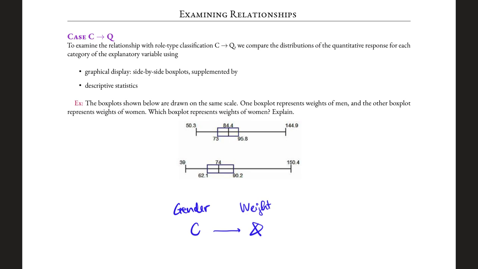We were given two box plots, one for men, one for women, but we were not told which one is the box plot for men and which one is the box plot for women. And so what do we think?